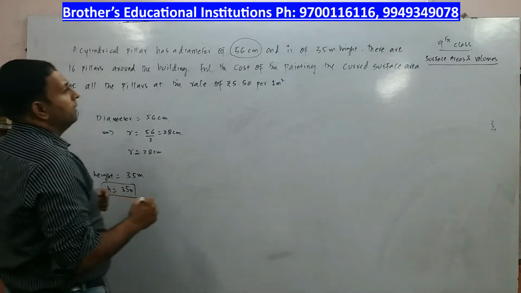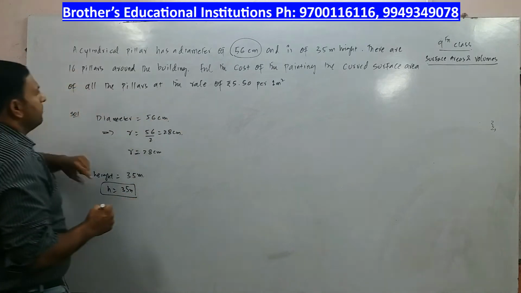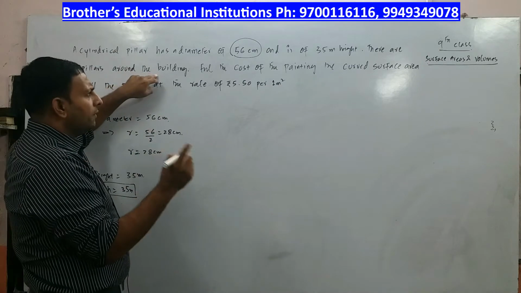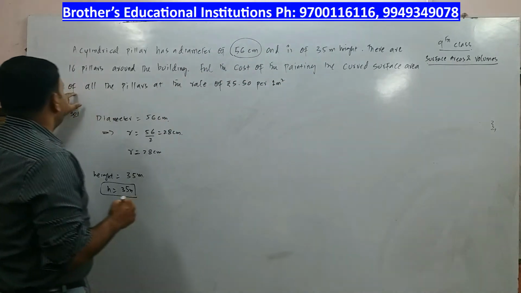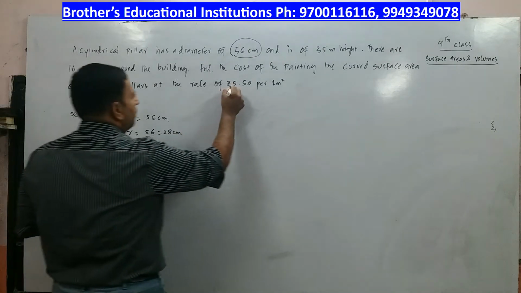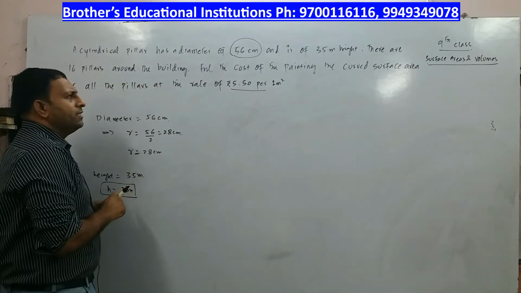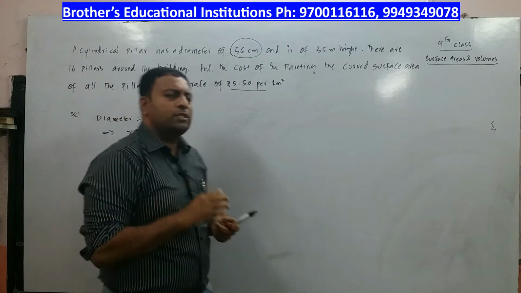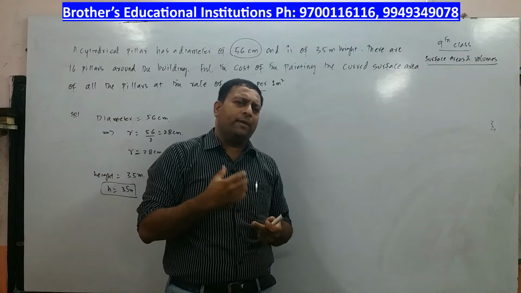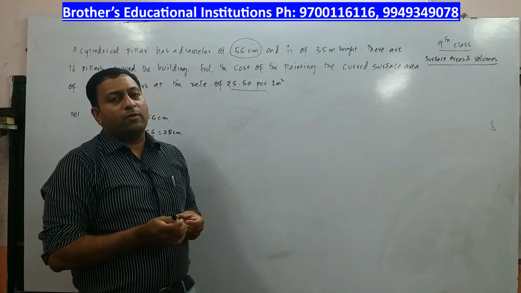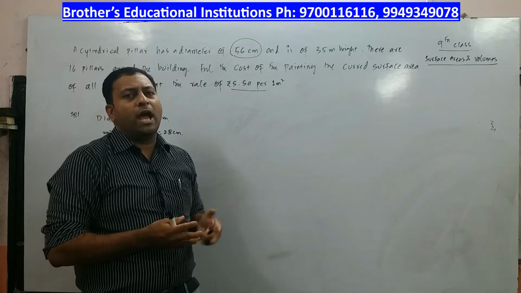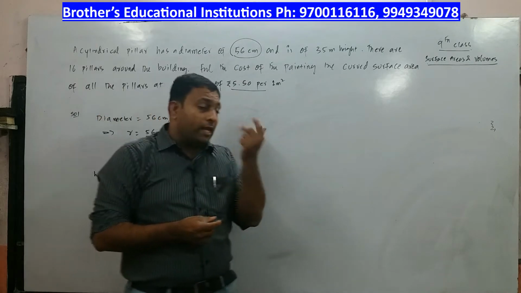Alright. There are 16 pillars around a building. Find the cost of painting the curved surface area of all the pillars at the rate of 5.50 per square meter. For 1 square meter, the charge is 5.5, meaning 5 rupees 50 paisa. So what I need to do? I need to calculate the total area of painting. Now what is total area of painting?